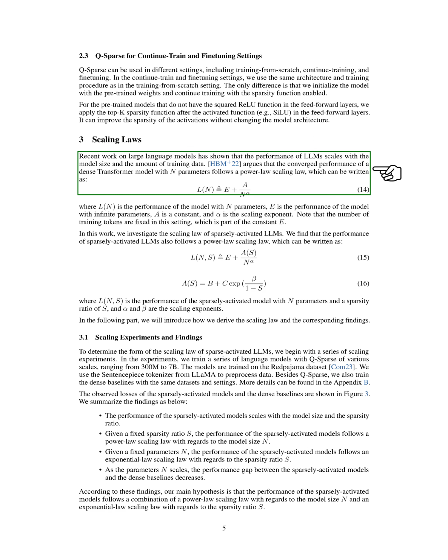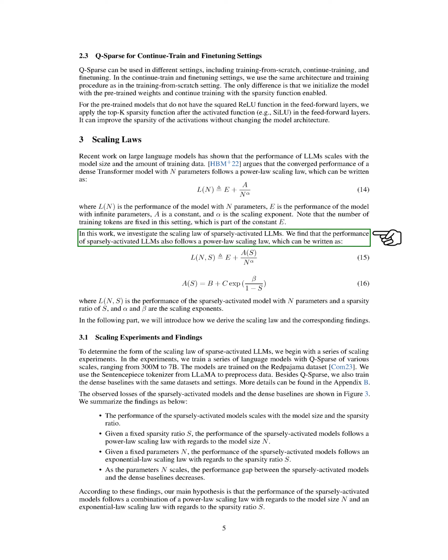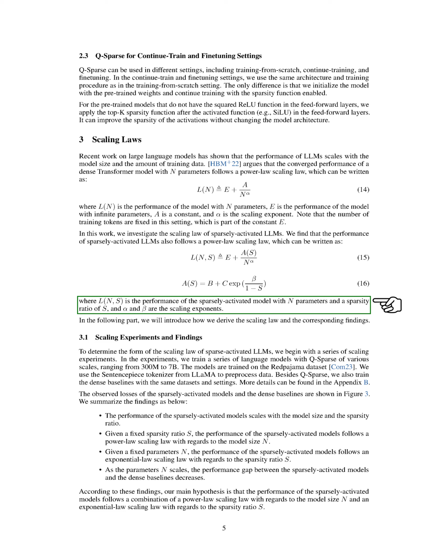Recent studies on large language models have demonstrated that their performance improves with both model size and the amount of training data. It has been suggested that the performance of a dense transformer model with a certain number of parameters follows a power law scaling law. In our work, we investigate the scaling law for sparsely activated large language models. We find that their performance also adheres to a power law scaling law, which we express in terms of the model's parameters and sparsity ratio.